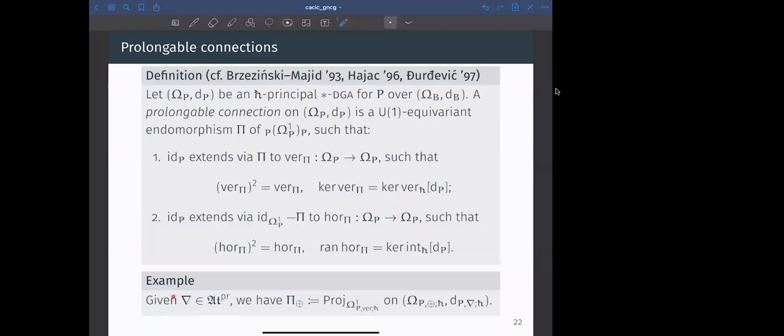And so given a gauge potential, a horizontal calculus, and a choice of calculus on the structure group induced by H bar, if you form this sort of direct sum calculus, then the projection onto the vertical forms along the horizontal forms will be an example of such a prolongable connection.